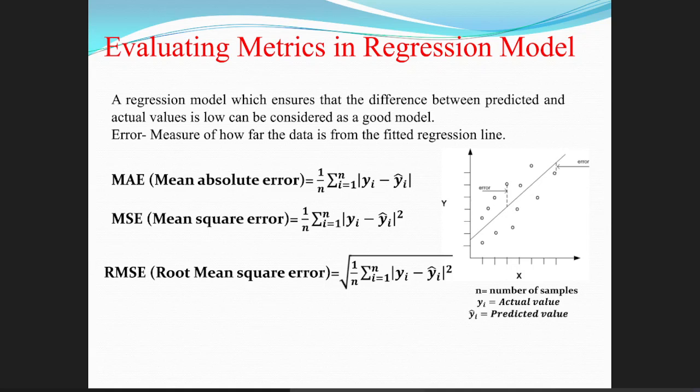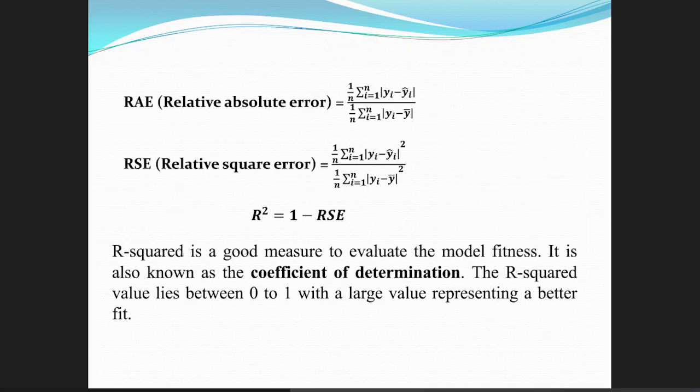Mean square error is when we take the square of the errors. If we take the square root of that, it is the root mean square error. Then relative absolute error is the ratio of the absolute error upon the absolute difference of the actual values from the mean. Relative square error is the ratio of the mean square error upon the mean square error with respect to the mean. If I subtract the relative square error from 1, it becomes R square, the coefficient of determination. It is very important.